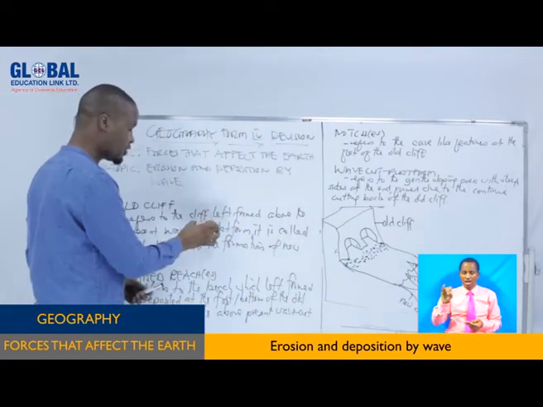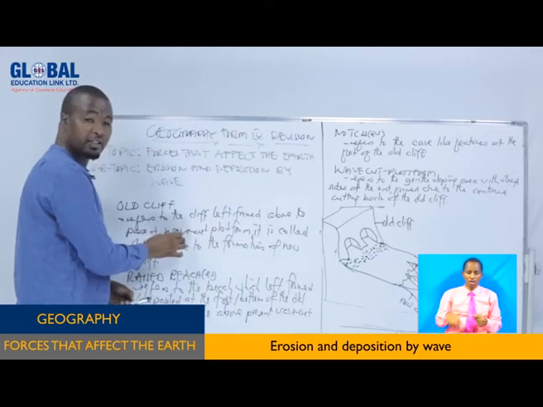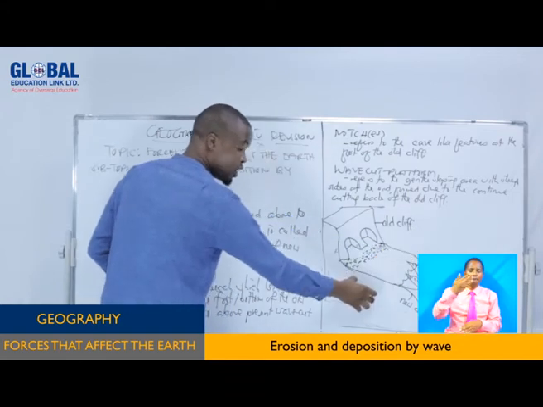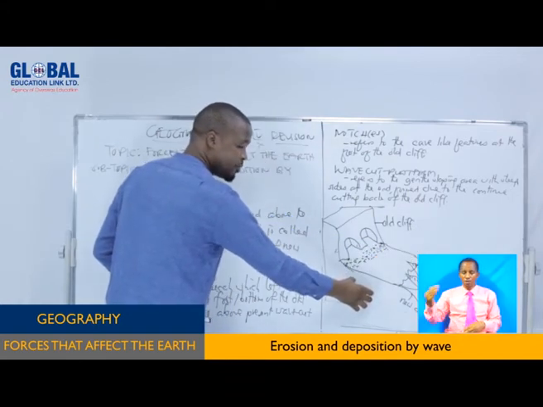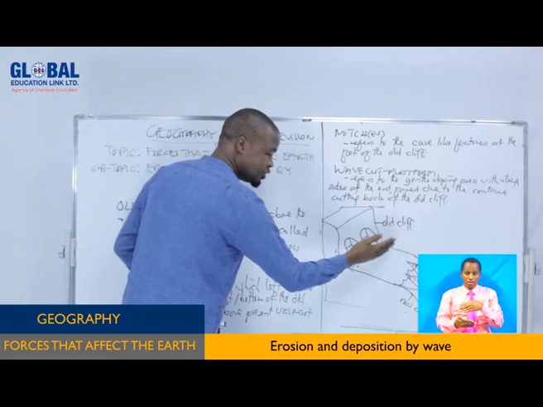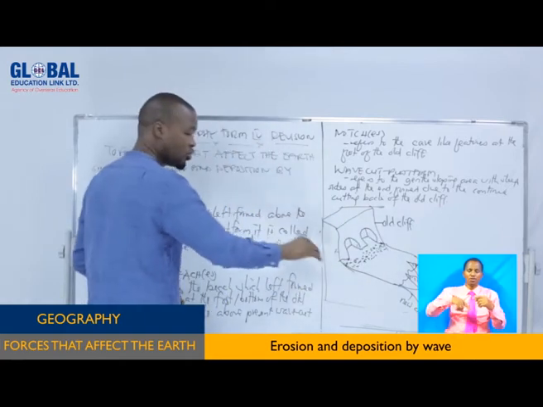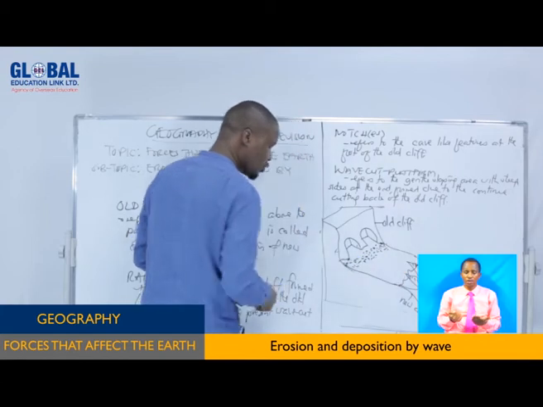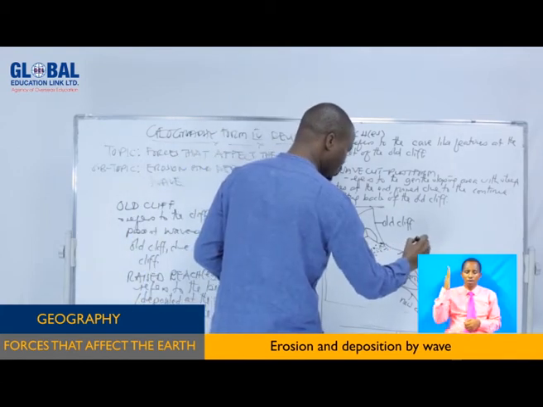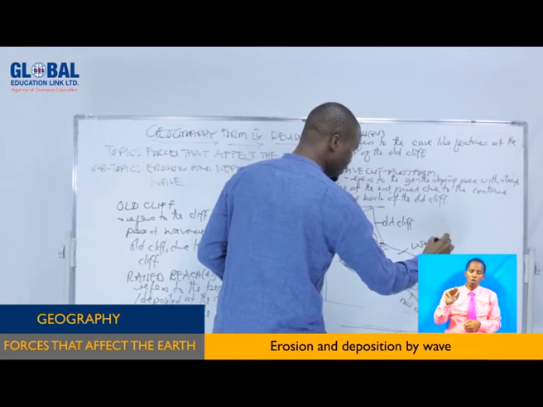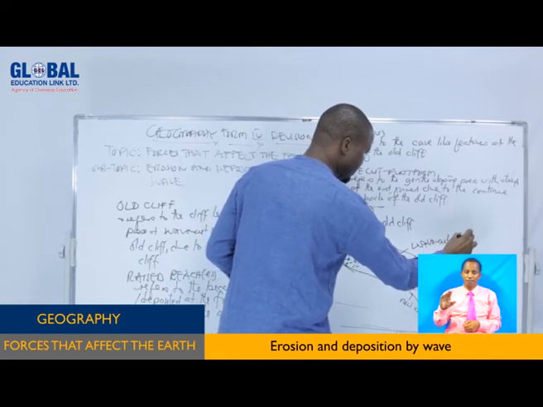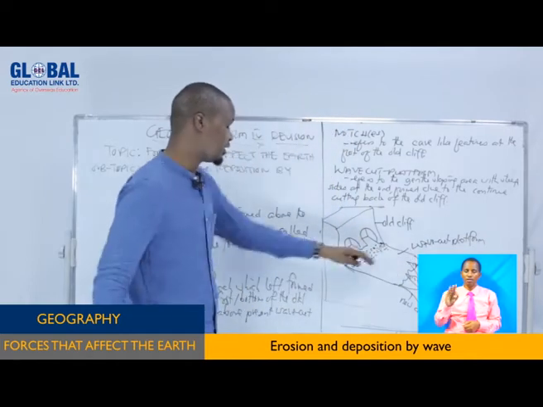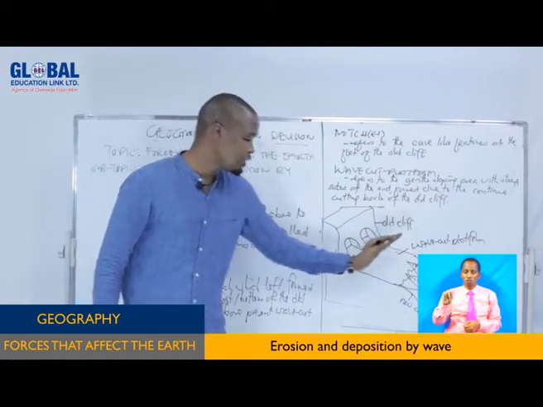The old cliff refers to the cliff left formed above the present wave cut platform. We have this part of the land right here. This is the wave cut platform, formed due to what? Due to the continual undercutting of the cliff backward. So the resulting feature, the nearly flattened feature, is what we call the wave cut platform. The wave cut platform is the gentle sloping or nearly flattened area formed as a result of the continual undercutting of the cliff backward.